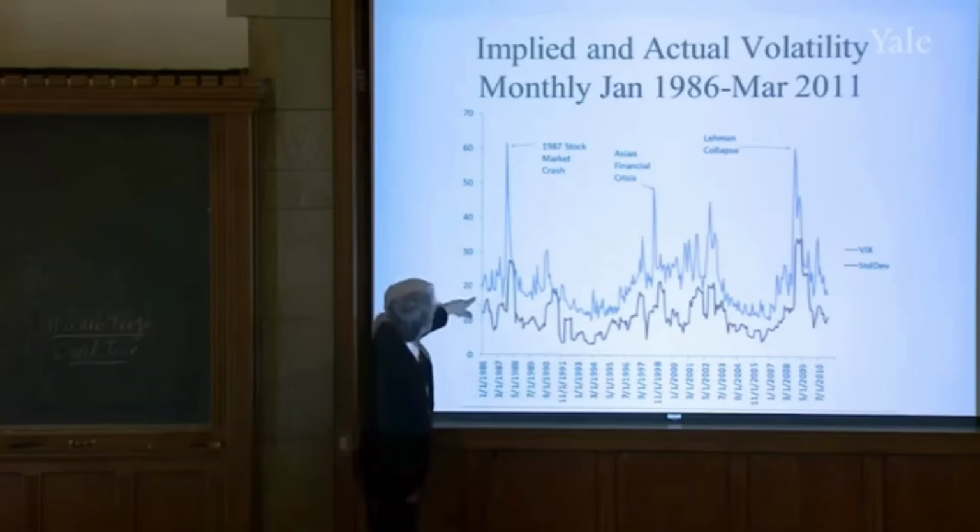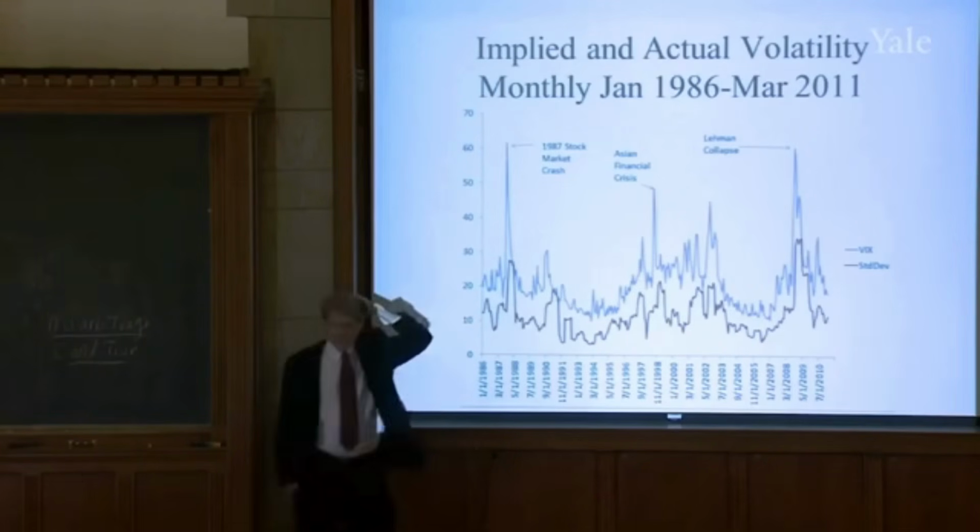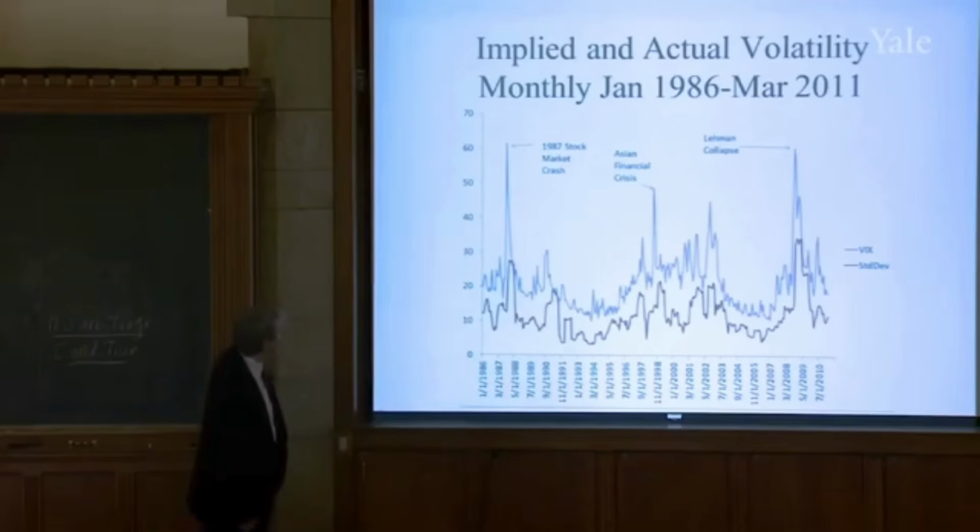So that means that the implied volatility in 1986 was 20%. And then it shot way up to 60%, unimaginably. In fact, that might be the record high. I can't quite tell from here.